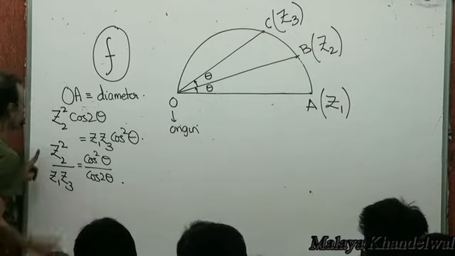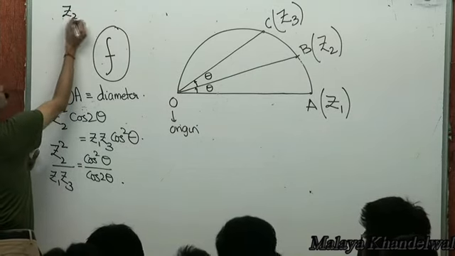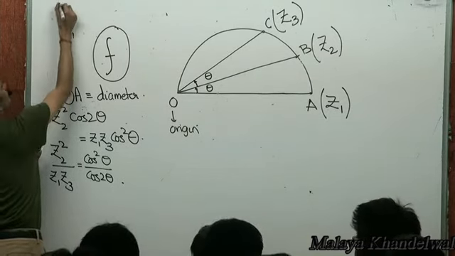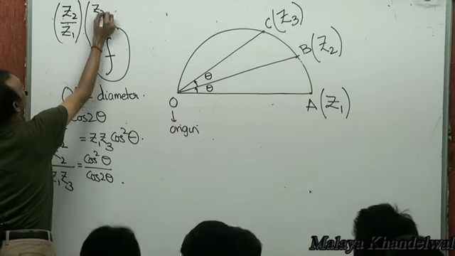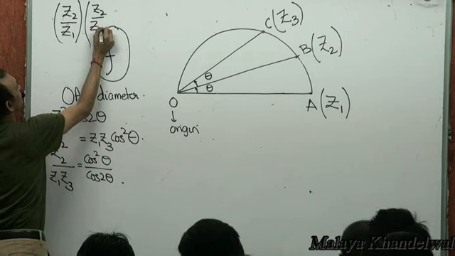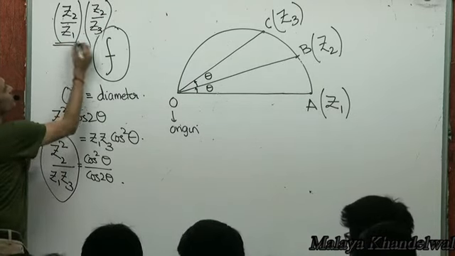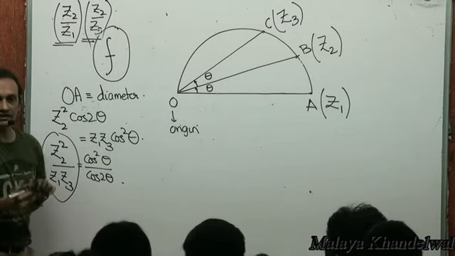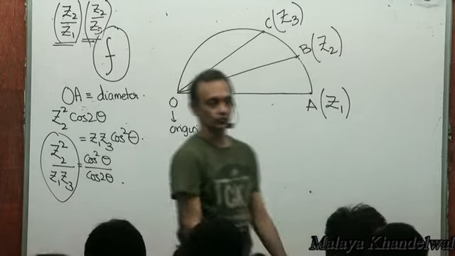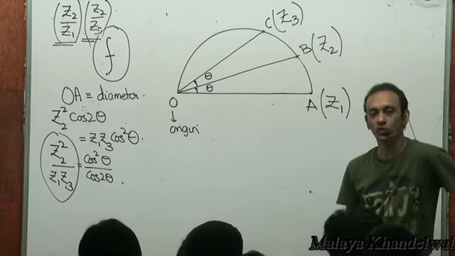Now, this z2 squared by z1 z3 is like z2 by z1 into z2 by z3, right? So instead of dealing with this, let's deal with two different things, z2 by z1 into z2 by z3. Let's deal with these two factors, z2 by z1 and z2 by z3.